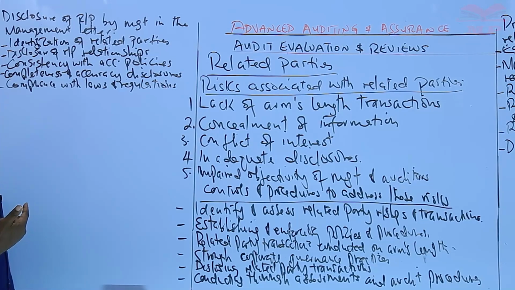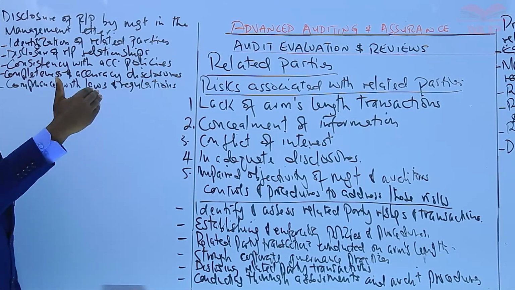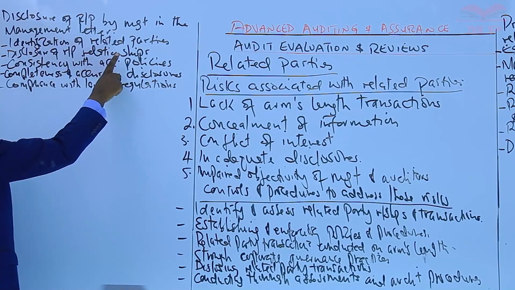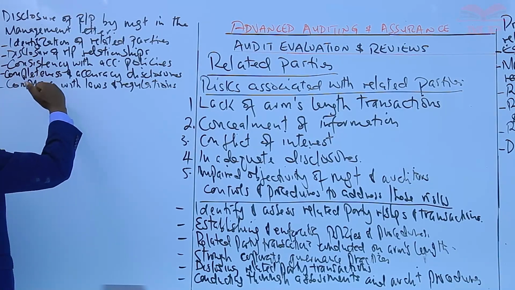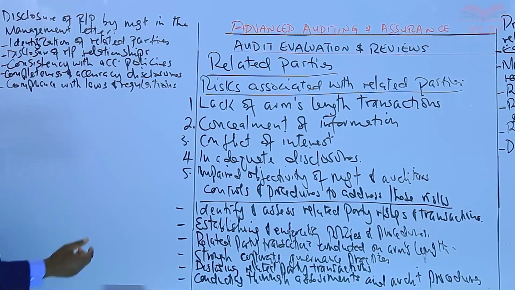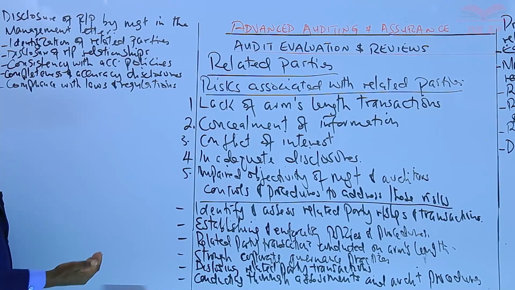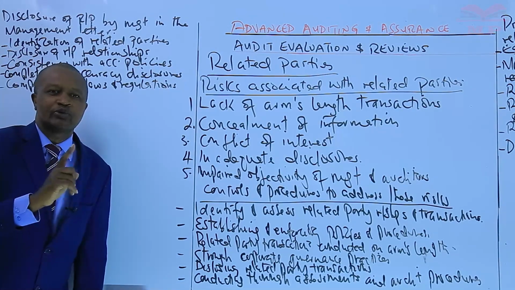You understand? So that is disclosure of related parties by management in the management letter. When doing the management letter, all these have to be represented. Number one, identification of related parties. Number two, disclosure of related party relationships. Number three, consistency with accounting policies. Number four, completeness and accuracy of disclosures. Then lastly, compliance with the laws and regulations.